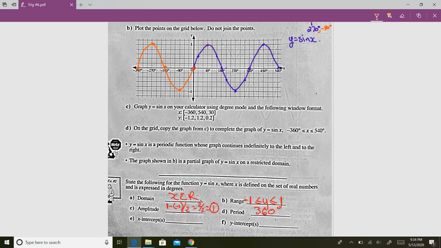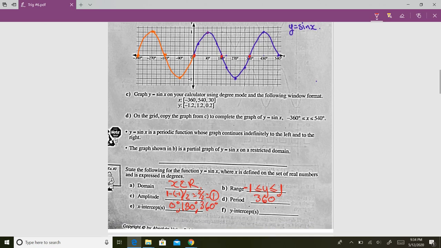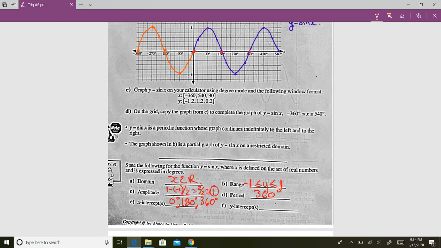X-intercepts, where do they occur? 0, 180, 360 degrees. All right. And you could say negative 180, negative 360. I mean, you could write them all out if you want. We're not going to. The y-intercept, there's only one. It is 0, the origin right there. Okay, that's the sine function. You need to know that. You need to know how to sketch it. I'm going to summarize this at the end, exactly what you need to know.